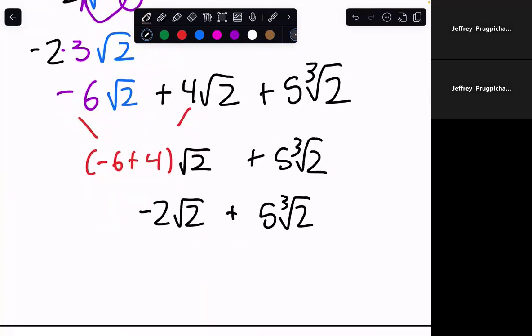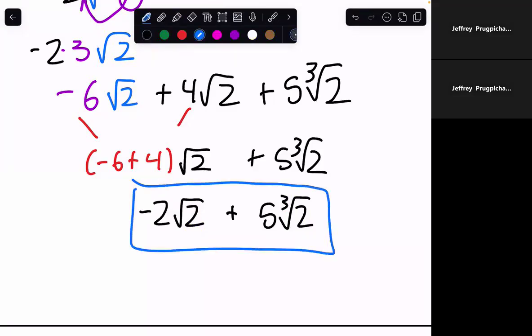Okay, and then now can we combine these? They do have the same radicand of 2, but they have a different index. It's a square root versus a cube root. So that means that they cannot be combined. Okay, so we will consider this to be fully simplified.